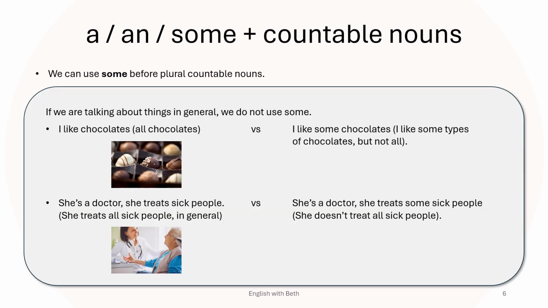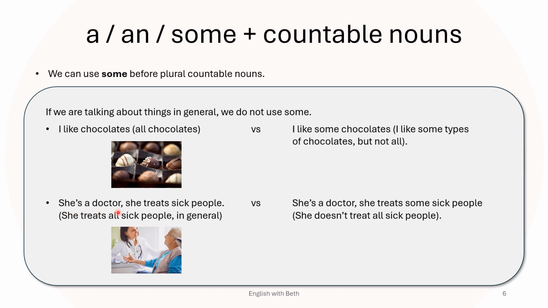So we can use some before plural countable nouns. However, if we are talking about things in general, we do not use some. For example, I like chocolates. That means I like all chocolates. We are talking in general. If we add the word some, it changes the meaning of the sentence. So I like some chocolates means I like some types of chocolates, but not all chocolates.